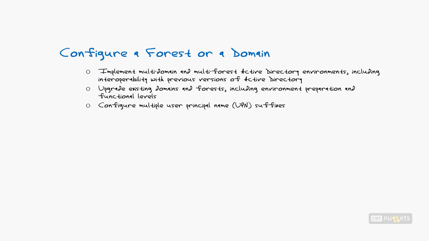So again, plenty of opportunity to overthink the requirements for the objectives here. When you're talking about building domains and implementing multi-domain, multi-forest, just be aware of what the reasons are, what the permissions are that you need to have, and also some of the requirements you have to have, as it says here, for interoperability with previous versions of Active Directory. Now, this takes us into the second objective, about upgrading existing domains and forests, including the environment protection and the functional levels, because the functional levels directly relate to what we think of as the previous versions of Active Directory.